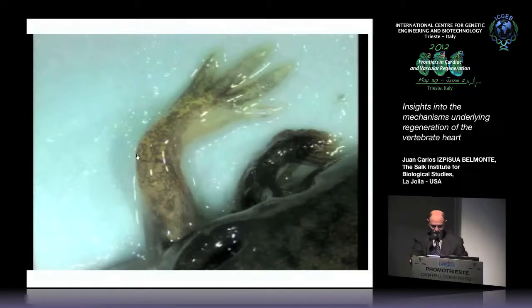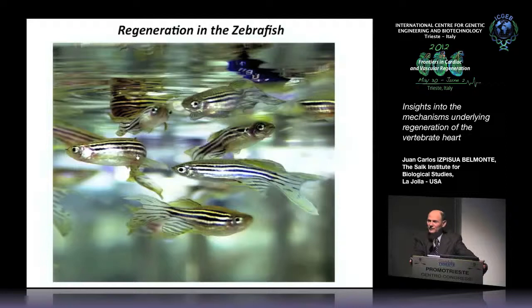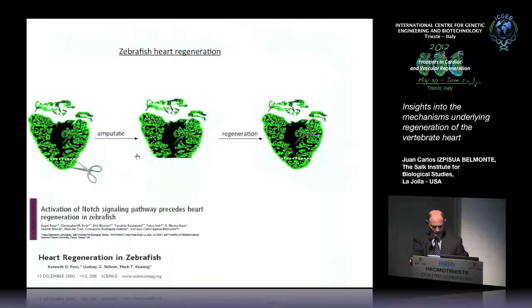But in the meantime, we thought, well, why don't we move to another model? And this model is the zebrafish that you know much better. About 7, 8 years ago, we showed that these animals also are able to regenerate their hearts. Now we have focused on other structures like the pancreas, the eye, the fins, and they also regenerate all these structures. So a posteriori, I would say that this is a good animal to study regeneration.